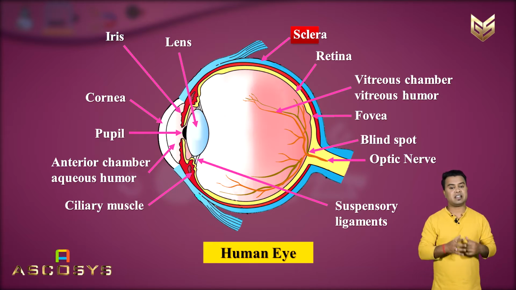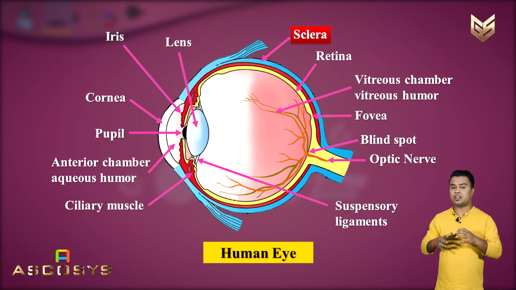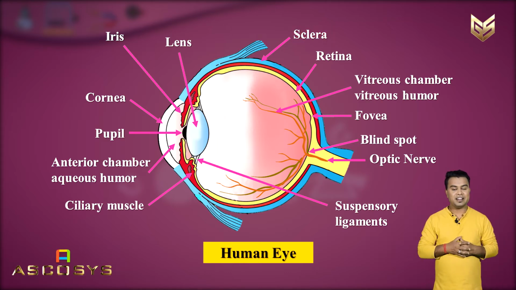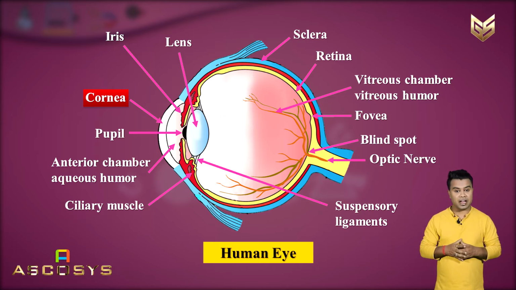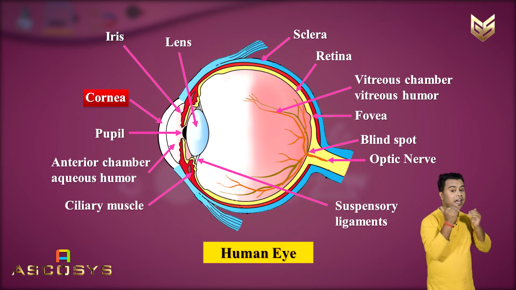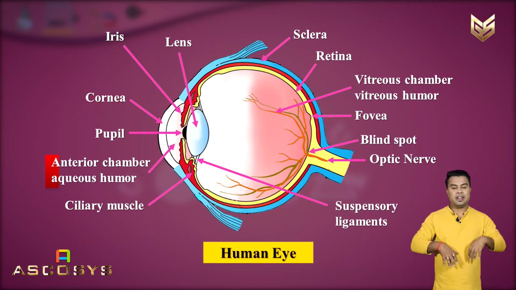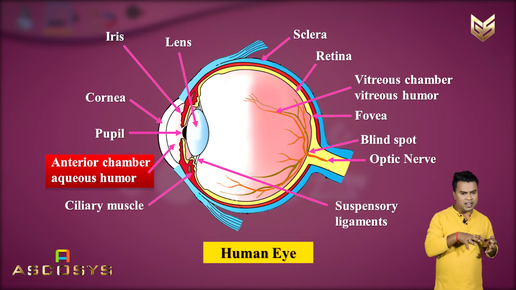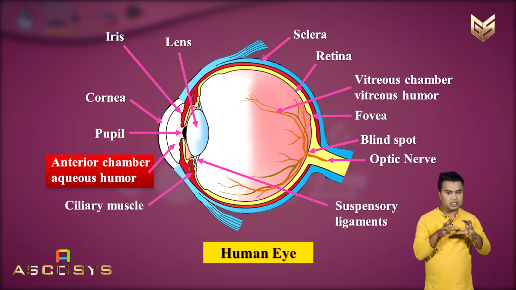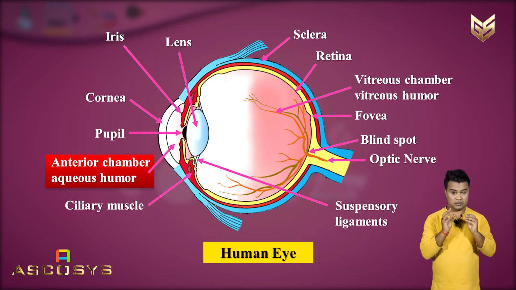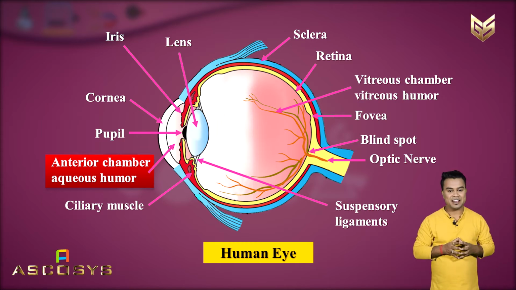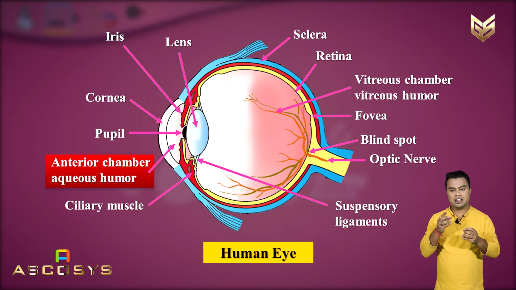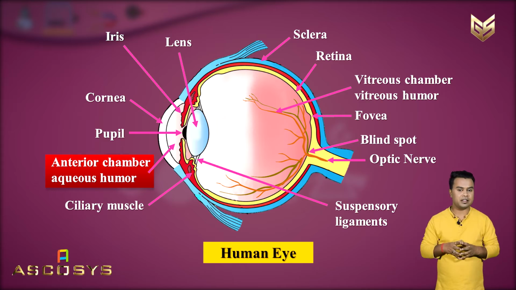Now first is sclera. It is the white portion of the eye which protects the eyeball, right? Next part is cornea. Cornea is the outer layer of the eye which enables the light to enter through it, right? Number 3, you will see aqueous humor. Aqueous humor provides nourishment to the eyes. The more aqueous humor in the eye, the healthier the eye will be, I can say. If less aqueous humor is there, the eye will feel a little dizzy, you will feel pain in your eye, right?